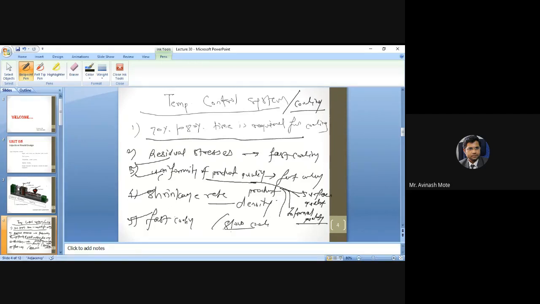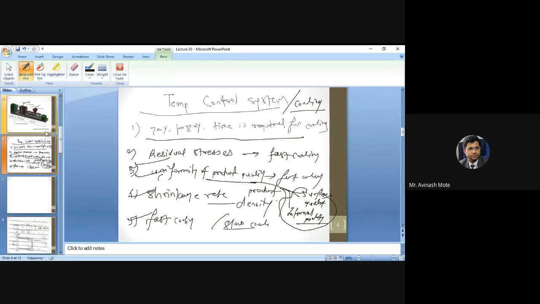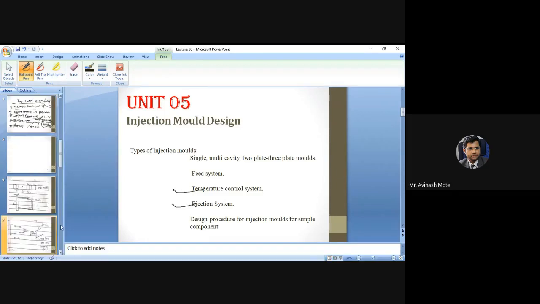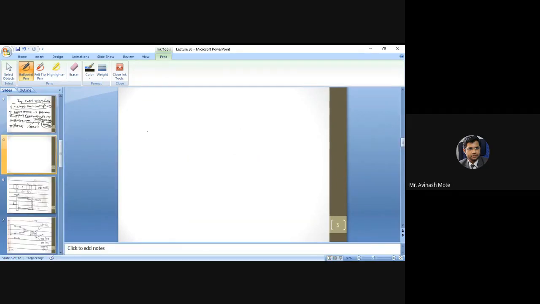Okay, so quality in the sense so many factors are considered. So these many parameters are there in the temperature control system. Now next is the ejection system. First of all, basic parameters we'll take, and then we'll go for the types and feeding mechanism, etc. These are basics and common for all kinds of process. Next one is the ejection system.